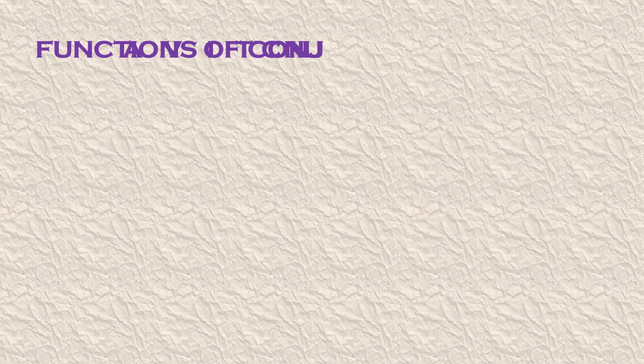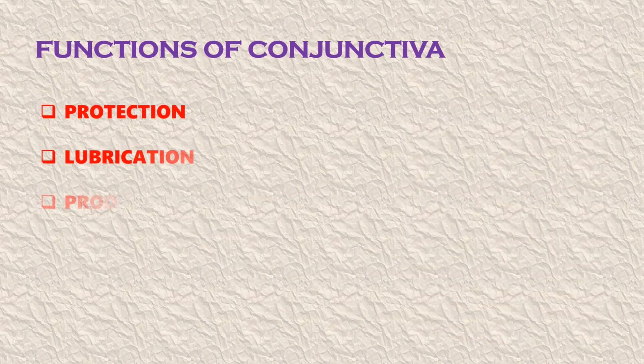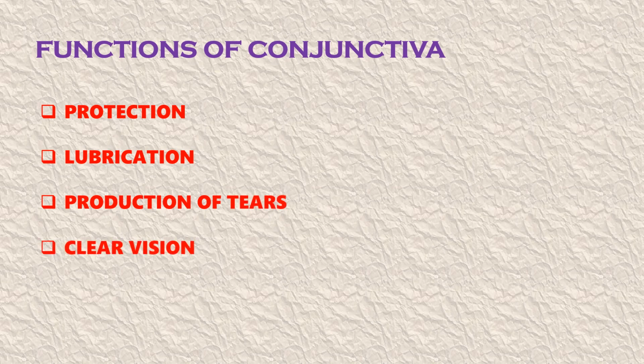The functions of the conjunctiva include protection. It protects the cornea from grit and things that can cause scratches. Lubrication: the tear film allows the eyelid to open and shut smoothly without irritation. We also have production of tears and clear vision. Together, the layers of fluids create a smooth optical surface that you need for good and non-distorted vision.